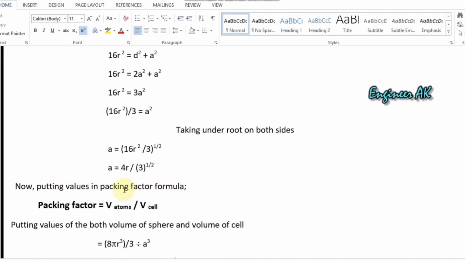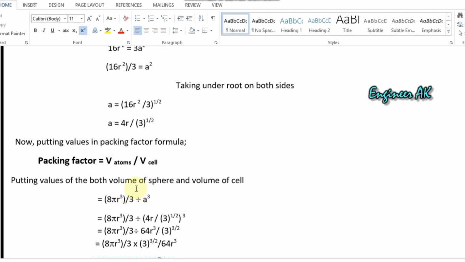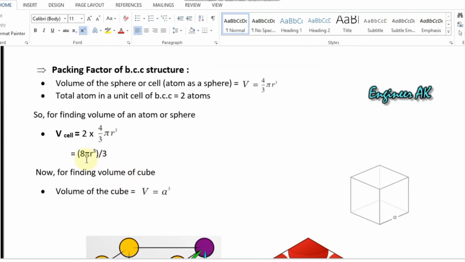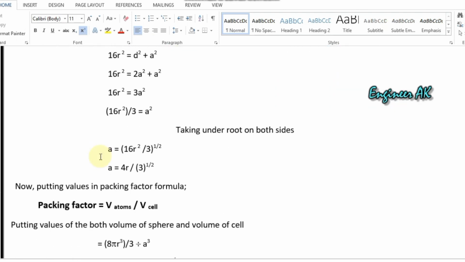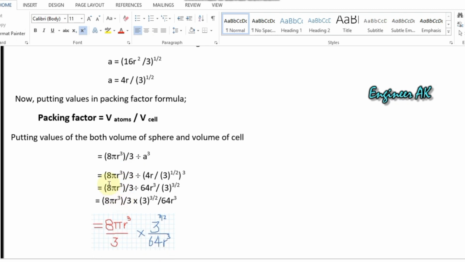Now putting the values in the packing factor formula, packing factor is equal to V of atom divided by V of cell. So putting in the values of both the volume of the sphere and the volume of the cell. I find the volume of the atoms, which was 8 pi r cube divided by 3, divided by the volume of the cell, or cube, which is A cube. Now 8 pi r cube divided by 3, and A is equal to 4R divided by root 3, so I am taking the whole cube of it.